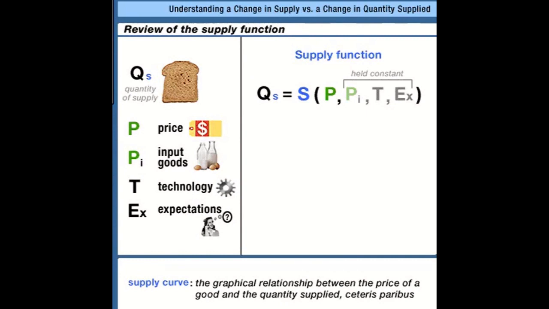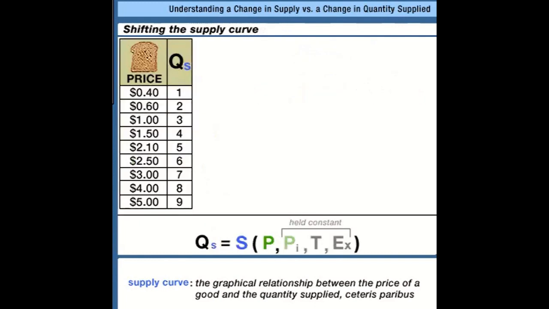In this lesson, we'll be looking at a particular case of a shift in the supply curve. Then, in the next lesson, we'll be looking at a catalog of all of the factors that can shift the supply curve. So let's start with a specific example. Remember, we're talking about a particular baker who has this relationship between price and quantity. This is the supply schedule that we used in the last lesson.